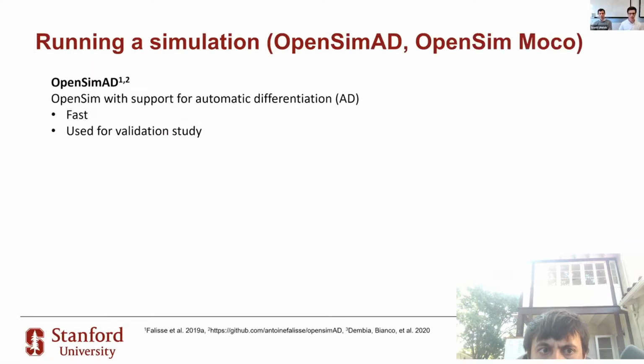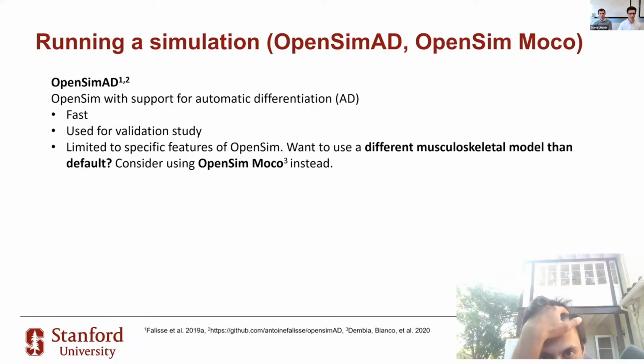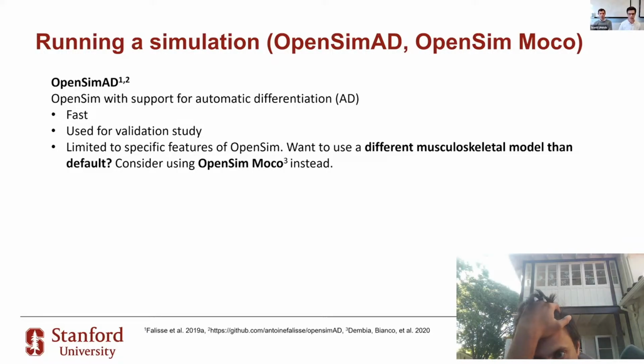So how are we solving these optimal control problems? In the paper, we used a tool called OpenSim AD, which is OpenSim with support for automatic differentiation, which makes the gradient computations quite a bit faster. The benefit here, again, is the speed, but perhaps you'd like to use a different model than the one that we're using in OpenCap. And if you'd like to do that, we recommend that you use OpenSim Moco instead, which is another direct collocation package that is embedded in OpenSim, and it's much more flexible in terms of which model you use, but it does not support automatic differentiation.